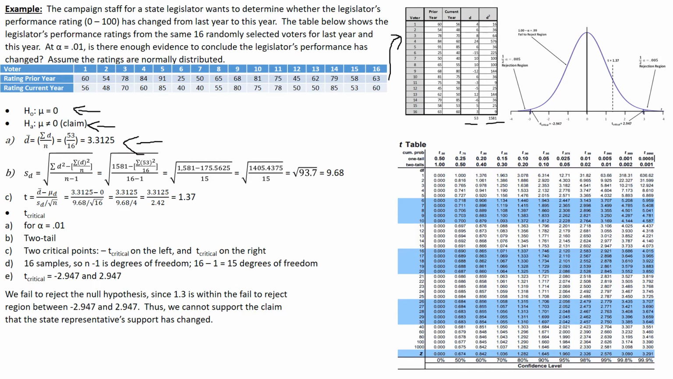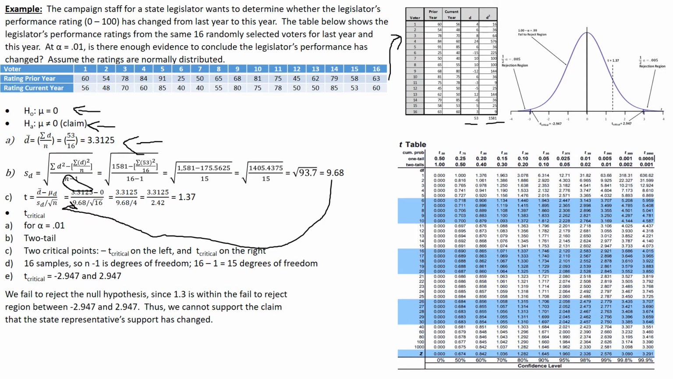So I got my 1581 here, which is my sum of D squared, minus my sum of D, 53, squared, divided by the number of samples, 16. It's 1581 minus 175.5625, which is 1405.4375. In the denominator, 16 samples minus 1 is 15. And 1405.4375 divided by 15 is 93.7. Square root of that is 9.68. So I have my S of D right here. And we already got our D bar, which is 3.3125.